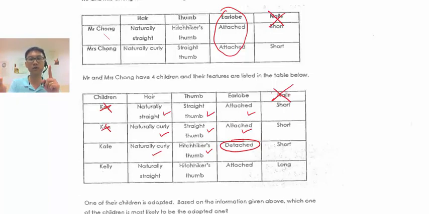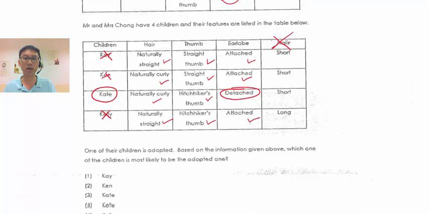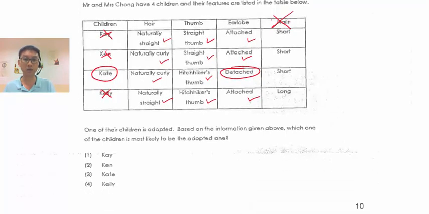Because if it comes from Mr. Chong, it will be attached. Comes from Mrs. Chong, it will still be attached. So because both of them have attached earlobes, their children will definitely have attached earlobes. So this is very obvious that Kate is not Mr. and Mrs. Chong's child. Okay, let's confirm. Kelly, naturally straight from Mr. Chong, hitchhiker's thumb from Mr. Chong, attached earlobe from either one. So Kelly is not. So Kate is the only one that is not their child and is most likely to be the adopted one.